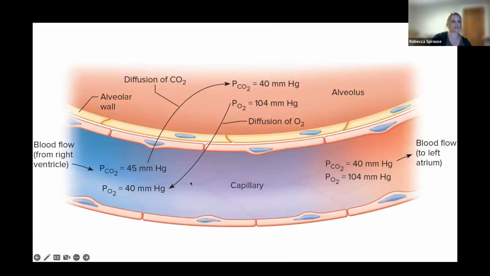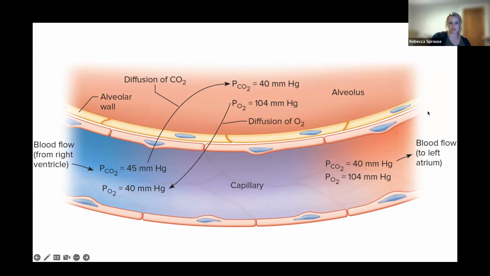Okay, here's a good picture. Here's your blood flow from your right ventricle. And we know that the right side of the heart pumps deoxygenated blood, so you're going to have a higher level of carbon dioxide than you do oxygen. If this carbon dioxide level is 45, the alveolar carbon dioxide has to be lower, because we want to drop off that carbon dioxide at our lungs to be exhaled. Oxygen is low compared to our alveoli because if this is deoxygenated blood, we need to oxygenate it. And so we want oxygen to move into the bloodstream. The air you breathe in out here is 104. It's going to move from high to low, so it's going to move into the bloodstream.